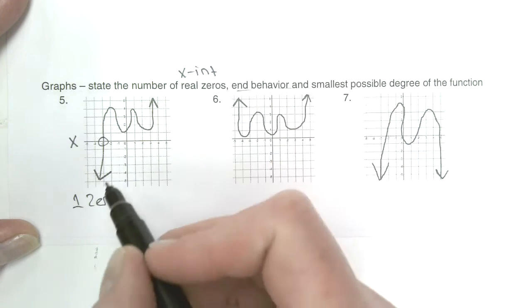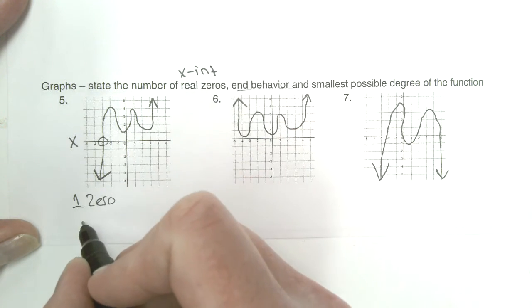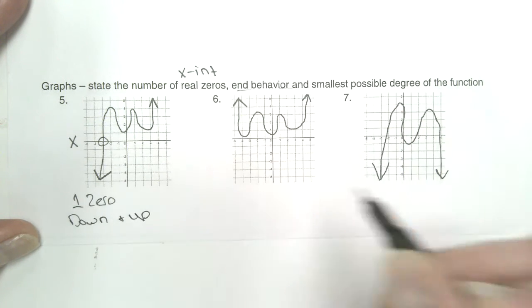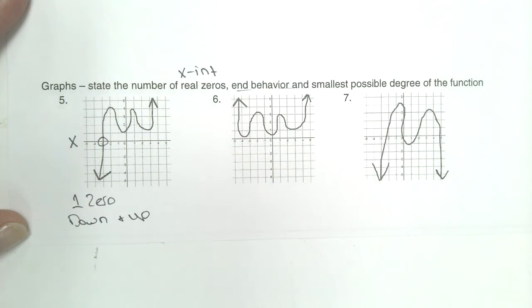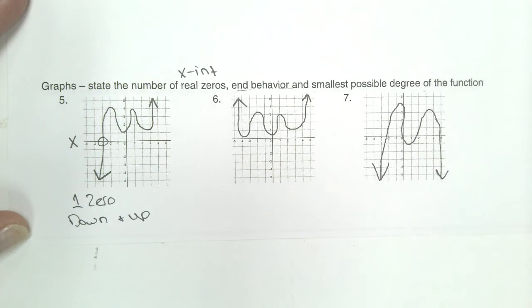The end behavior, what's it doing at the far left and the far right? So my end behavior is down and up. And what is the smallest possible degree of the function?